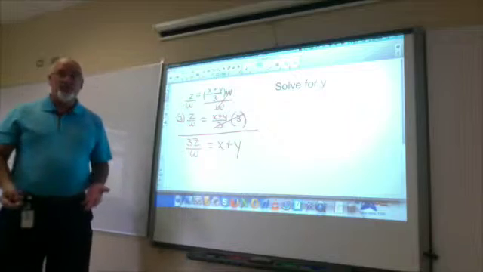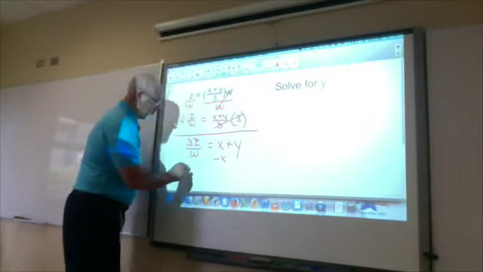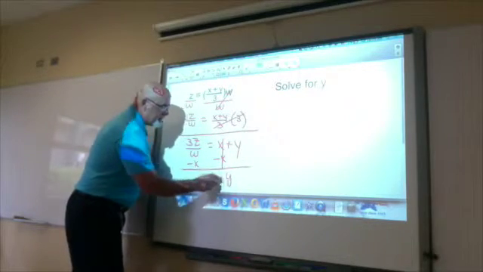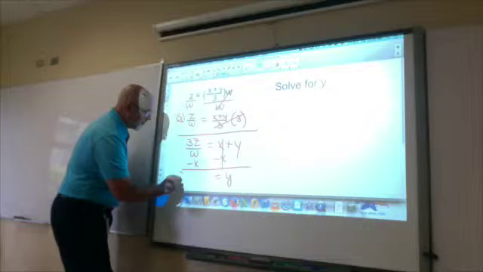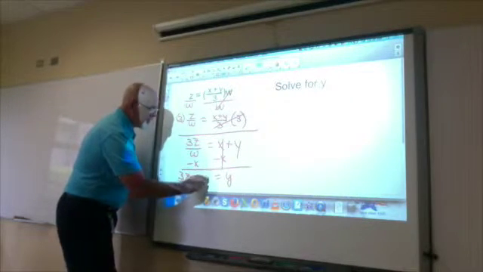And remember we're solving for Y, so we want that X to go away. So we go minus X, and that gives us Y equals 3Z over W minus X.